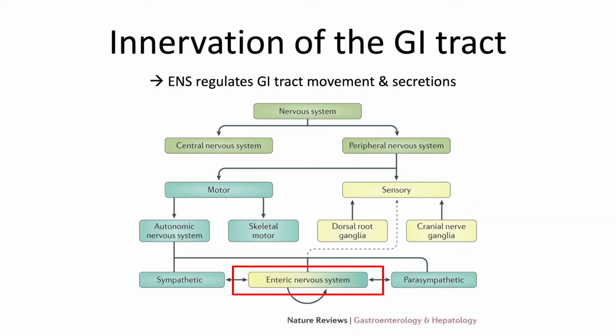Now I will focus on the innervation of the whole gastrointestinal tract. The enteric nervous system, or the mini brain, gut-brain, belongs to the autonomic division and has both parasympathetic and sympathetic portions, and we can see that over here. So here is the autonomic nervous system, and it has both sympathetic and parasympathetic portions.